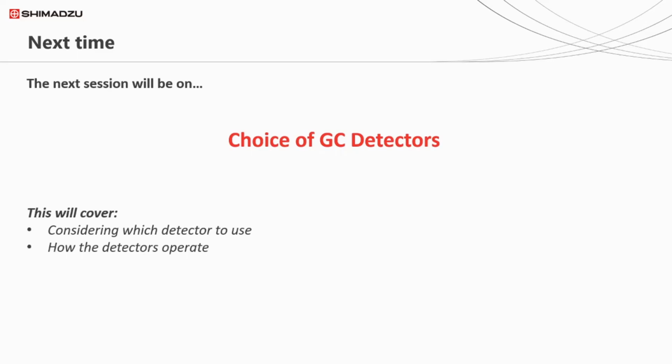Next time we'll be travelling to the other end of the gas chromatograph to look at the choice of detectors that are available for GC. This session will look at the considerations to think about when selecting a suitable detector, the range of detectors available, and information about how each of them operates. We'll also look at the applications they're used for and their pros and cons.